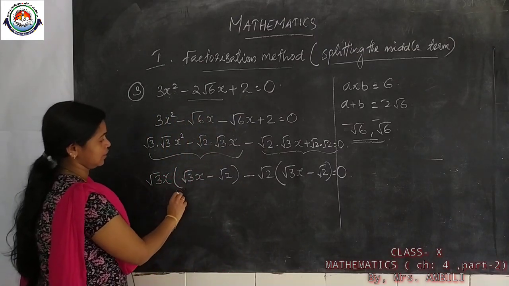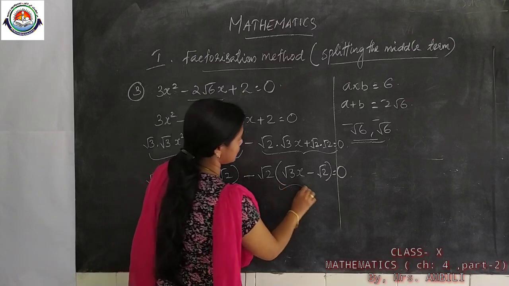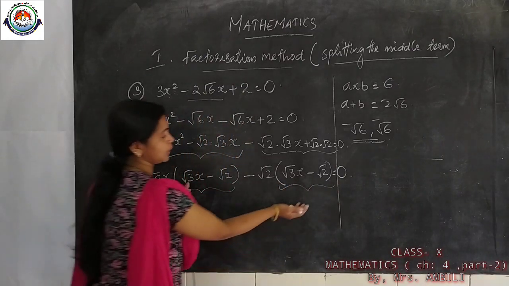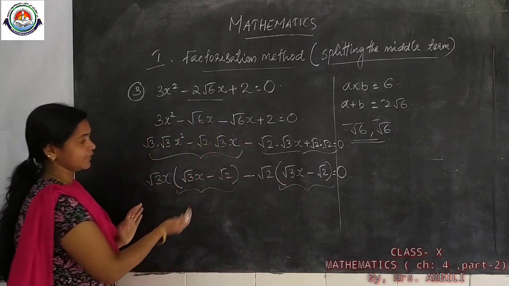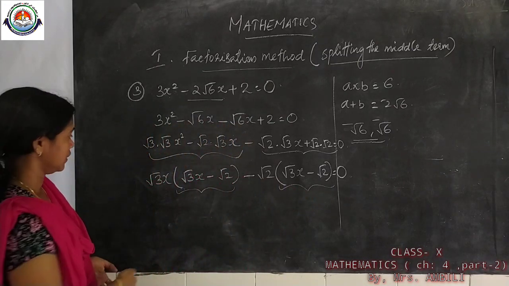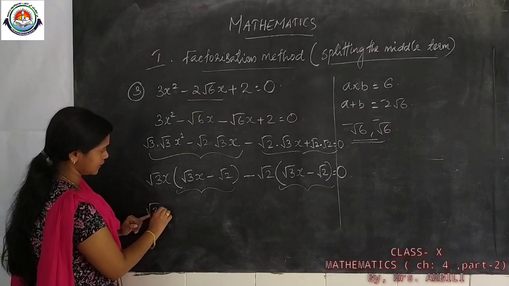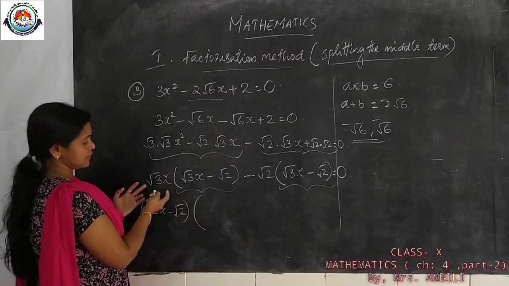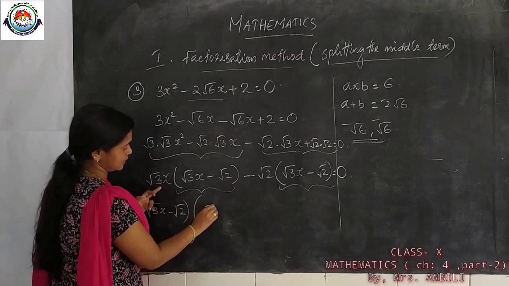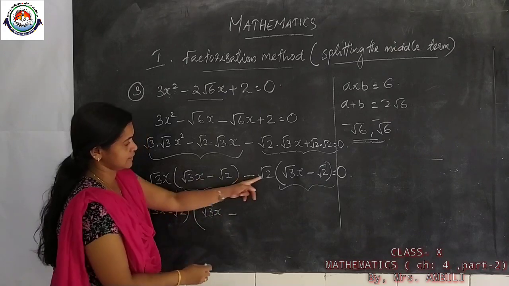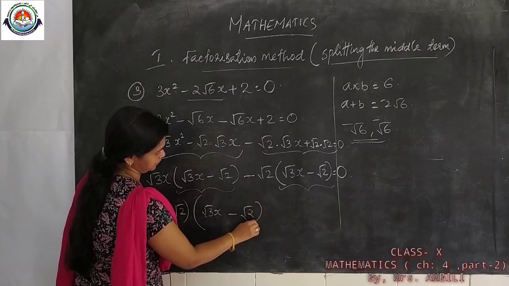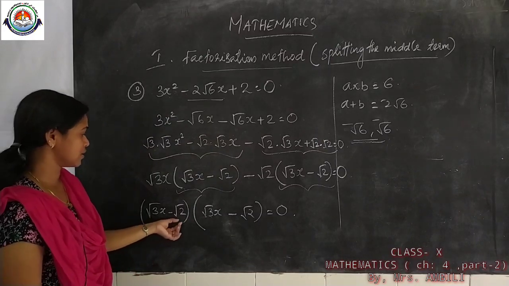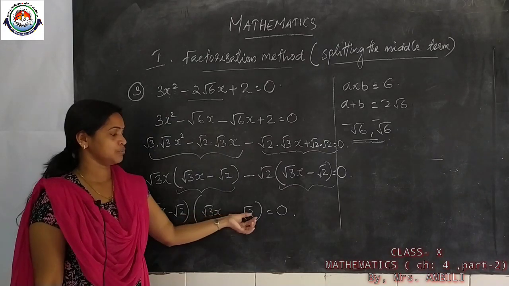Again look, root 3x minus root 2 is the common factor. From these two terms we can take root 3x minus root 2 outside. So we can write here root 3x minus root 2. So first what is remaining here? Root 3x. Minus what is remaining? Root 2, equal to 0. Root 3x minus root 2 into root 3x minus root 2 equals 0.